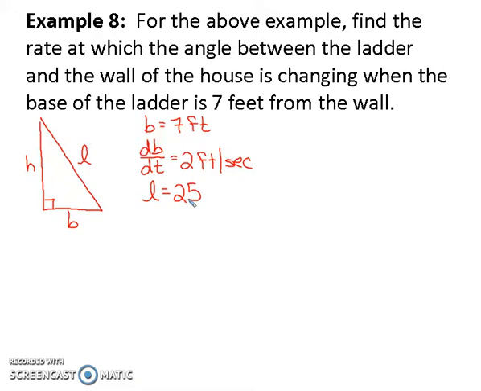But this time what they want is the rate of change of the angle between the ladder and the wall of the house. So here's the ladder, here's the wall of the house. So this is what they're wanting the rate of change of. They're wanting us to find d theta dt.